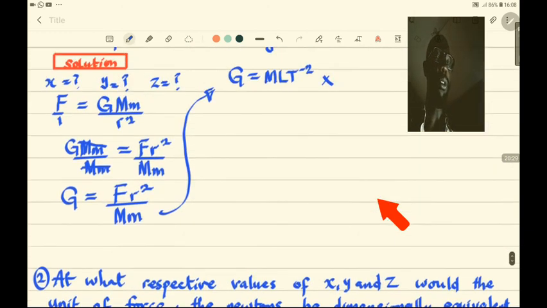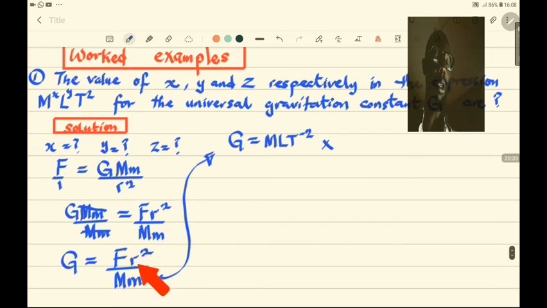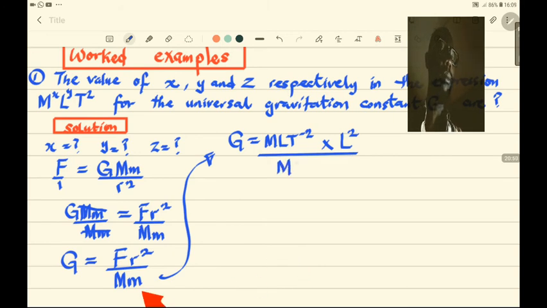So now the dimension for force, we've written it. Then we are following this. The dimension for radius is L, but on the radius there is a square. So therefore your L will become L squared, divided by the two masses m, such that this m will cancel out one of these m. So this m that is at the denominator will go up, so therefore it becomes m raised to the power of minus 1, because it's going up.